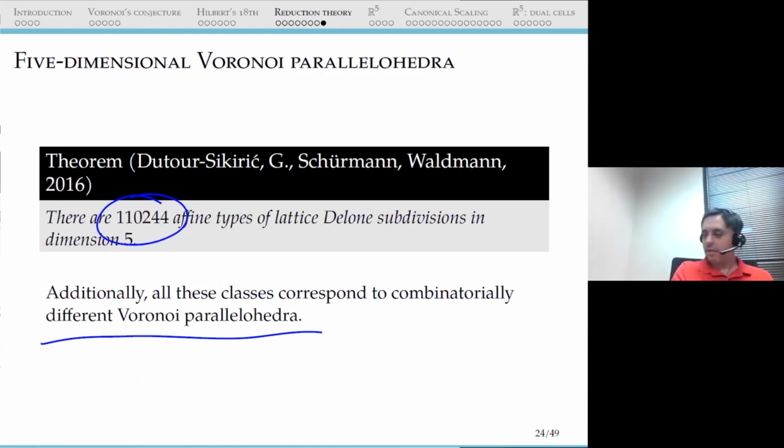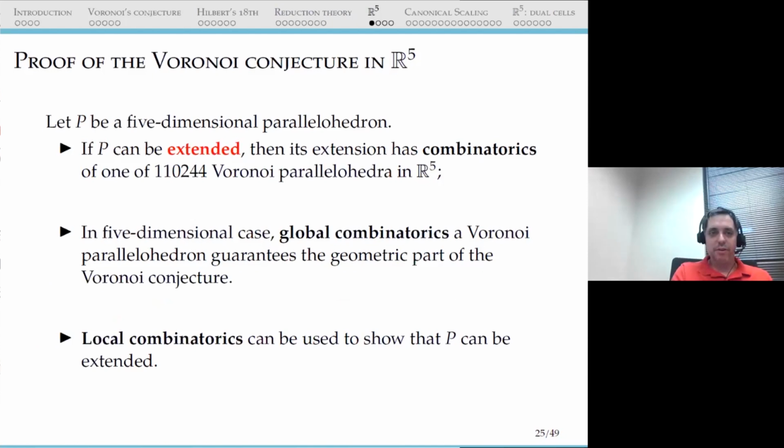So now, I think I have about 10 minutes. So now let's finally talk about the proof of the Voronoi conjecture. So there is basically a lot of combinatorics involved in the proof. And the first thing that we do, and actually that approach was used by Delaunay for the 4-dimensional case, is to find whether the parallelohedron can be extended.